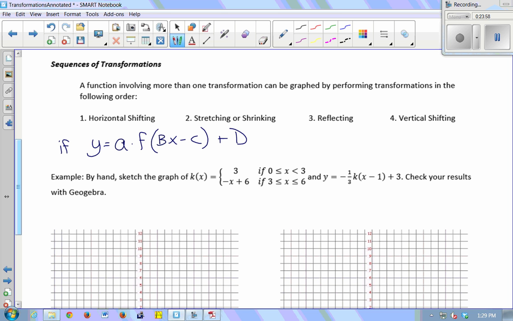You want to do the horizontal shifting first, because that's in the parentheses, right? Then you do stretching and shrinking, the other thing in the parentheses and the multiplication outside, because you do the multiplication next, and then the vertical shift is the last thing you would do in the order of operations. Reflecting, yeah, you do reflecting. It's kind of in the same step as stretching and shrinking because it's also multiplication.